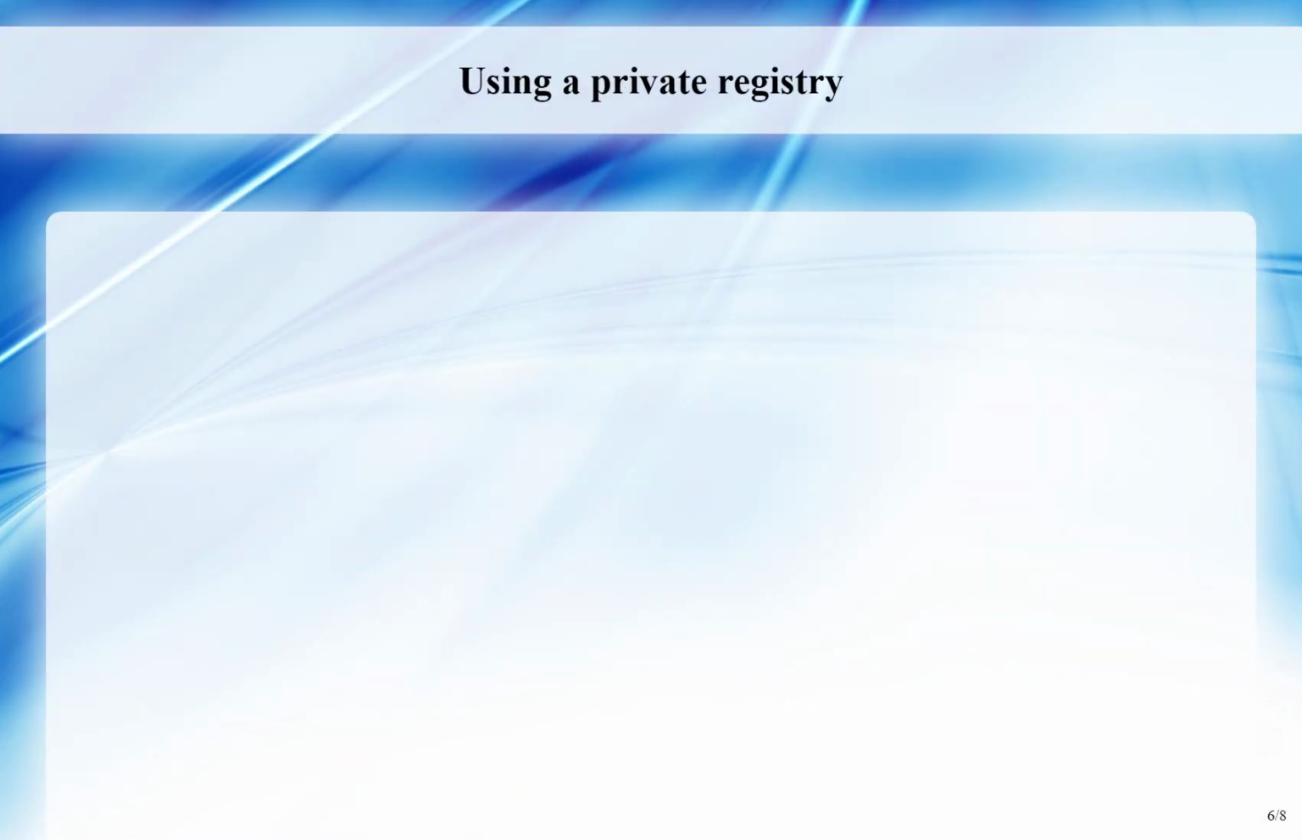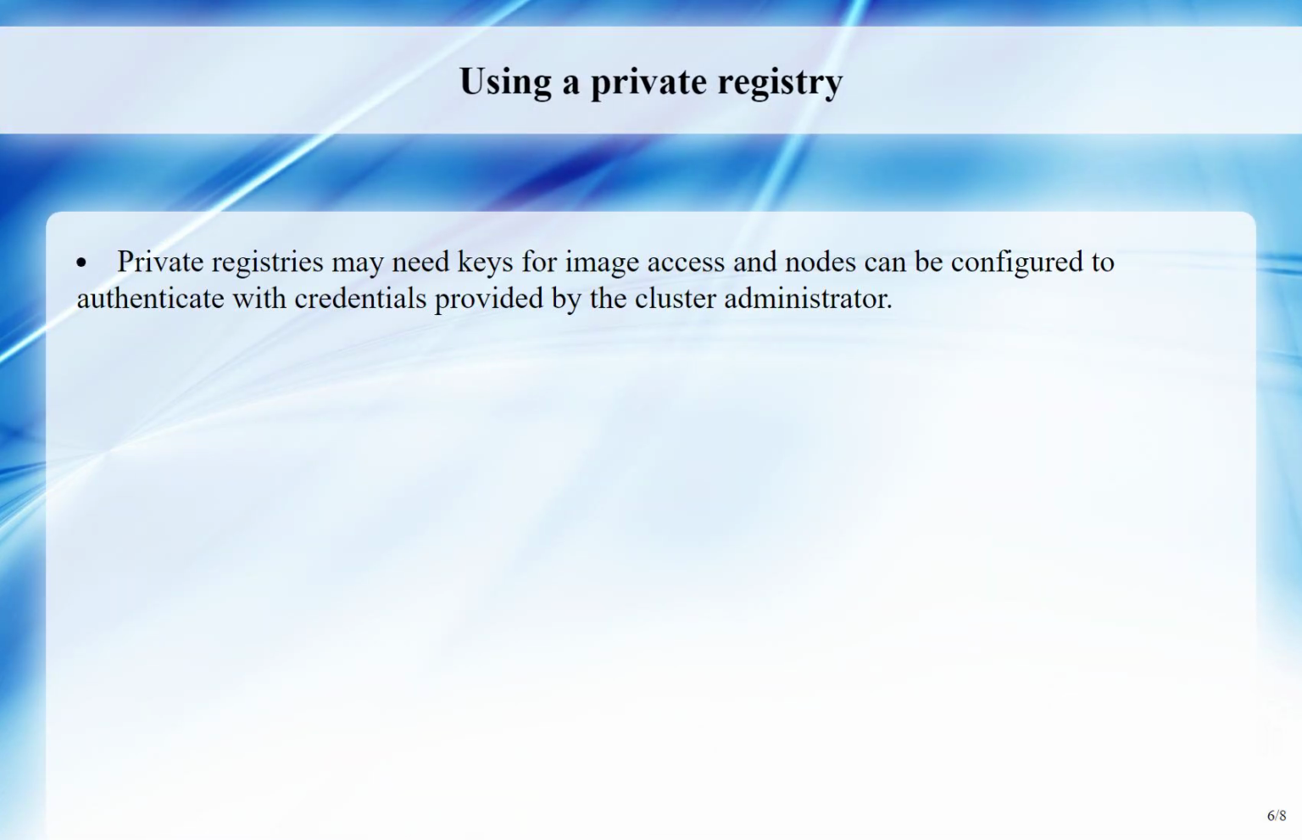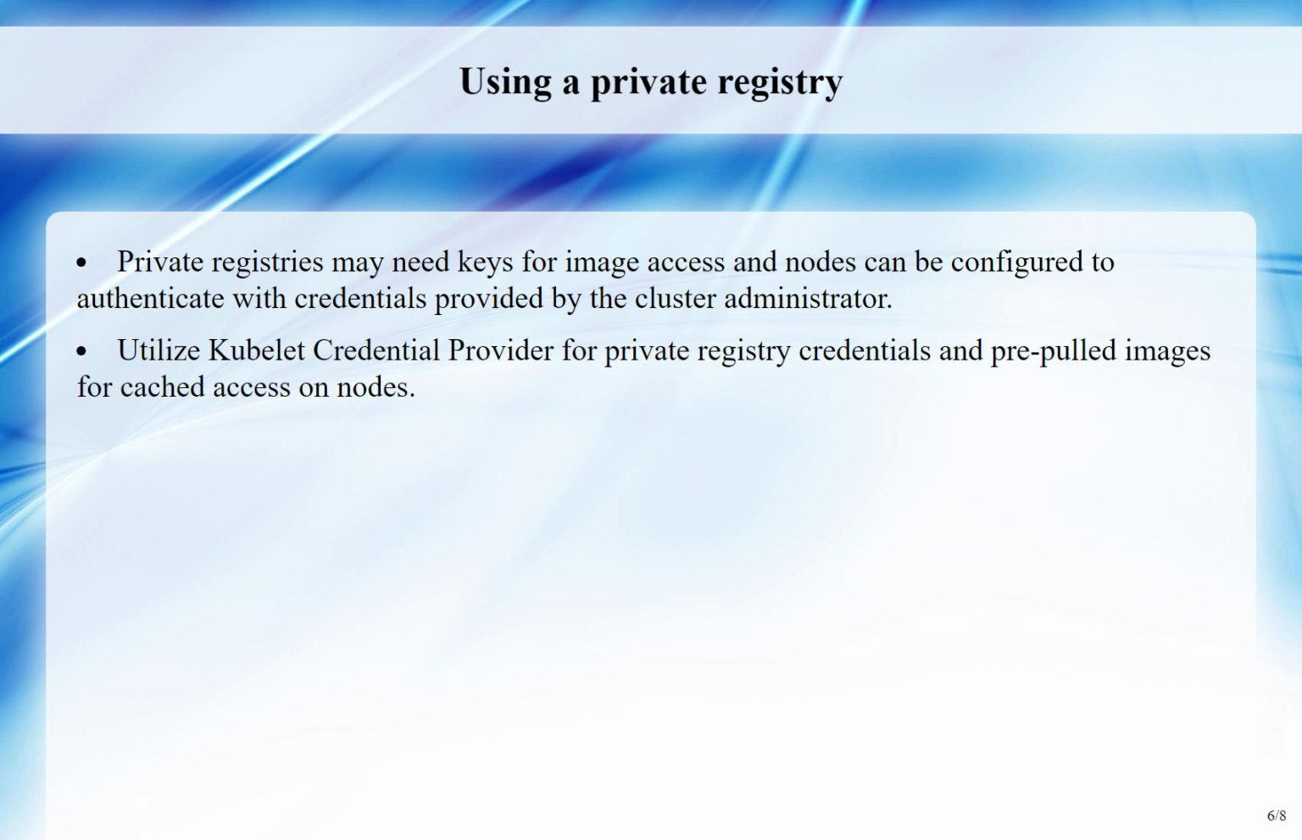Using a private registry. Private registries may require keys to read images from them, and credentials can be provided in several ways. One method is to configure nodes to authenticate to a private registry, requiring node configuration by the cluster administrator. Another option is to use the Kubelet credential provider to dynamically fetch credentials for private registries using a plugin for the respective private registry. Pre-pulled images can also be used, allowing all pods to use any images cached on a node.